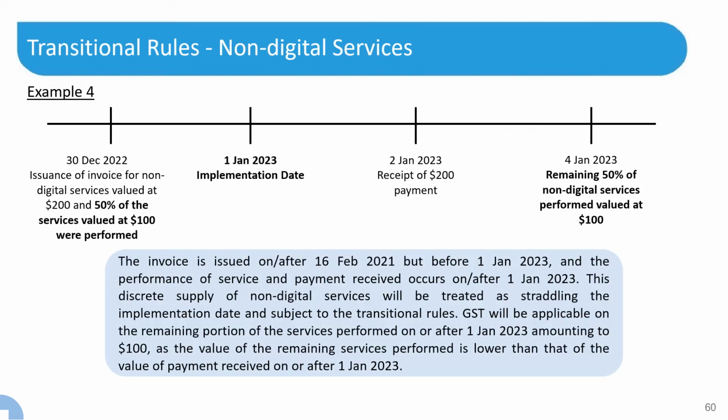In example 4, the invoice is issued on 30th December 2022. The payment of $200 is received on 2nd January 2023, and the remaining services are performed on 4th January 2023. The invoice is issued on or after 16 February 2021, but before 1 January 2023, and the performance of service and payment received occurs on or after 1 January 2023. This discrete supply of non-digital services will be treated as straddling the implementation date and subject to the transitional rules.